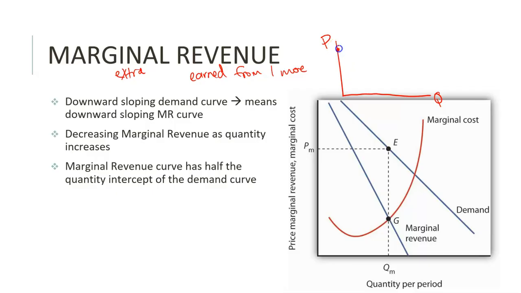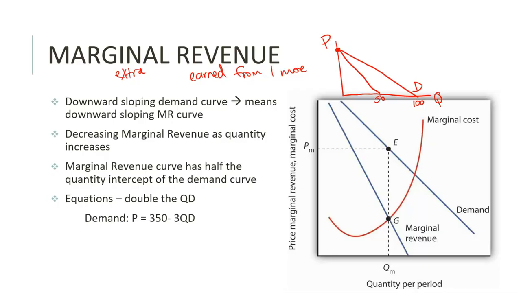So let's say we have our demand curve. Let's say it looks like this, and it intersects the quantity at 100. So our intercept is 100. This is demand. Marginal revenue is going to start at that same point on the price axis, but it's only going to go halfway down to the quantity axis of 50. We could see this if we're looking at equations. We're going to just double wherever the quantity demanded is.